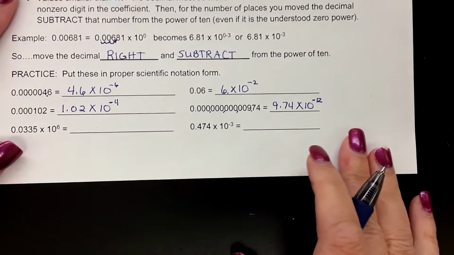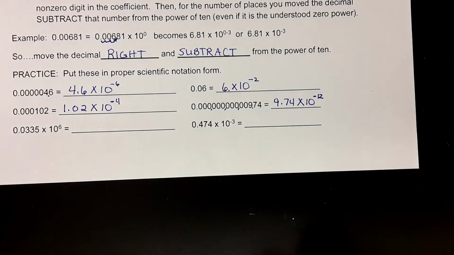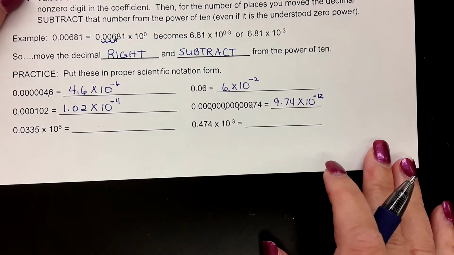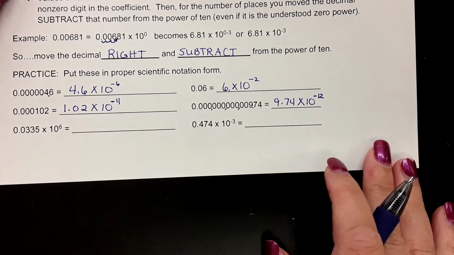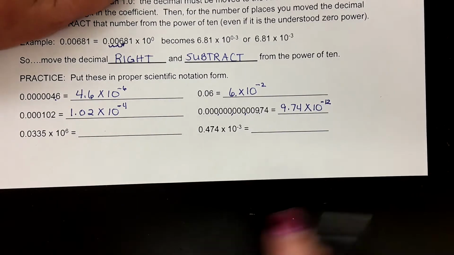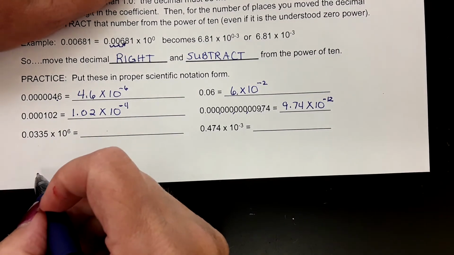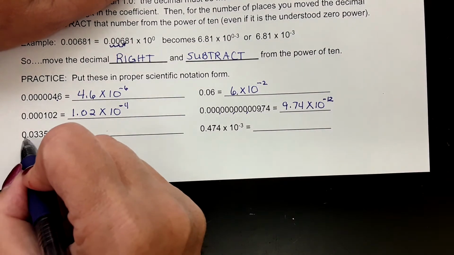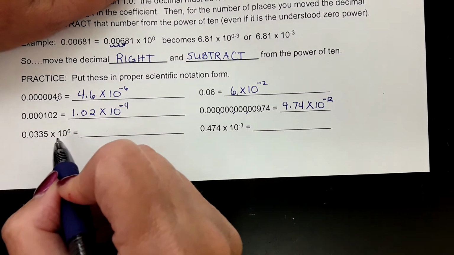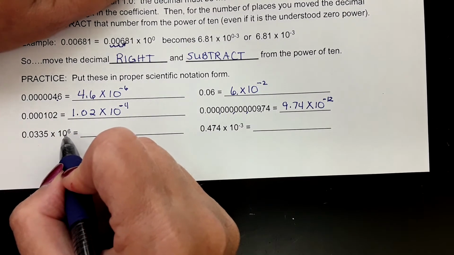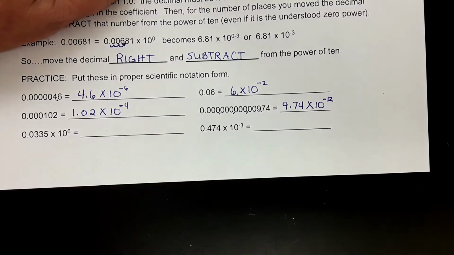Now, again, look at these last two. They're already in scientific notation form. It's just not proper form. There's more than one digit to the left of the decimal. So we need to move the decimal. And in this case, to the right. But when we subtract, we're not subtracting from an understood 0. We're subtracting from the power that's already there.